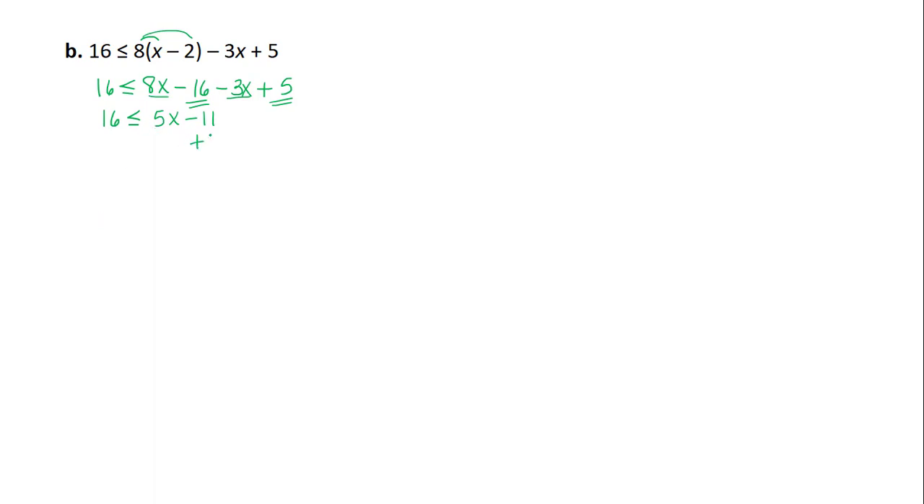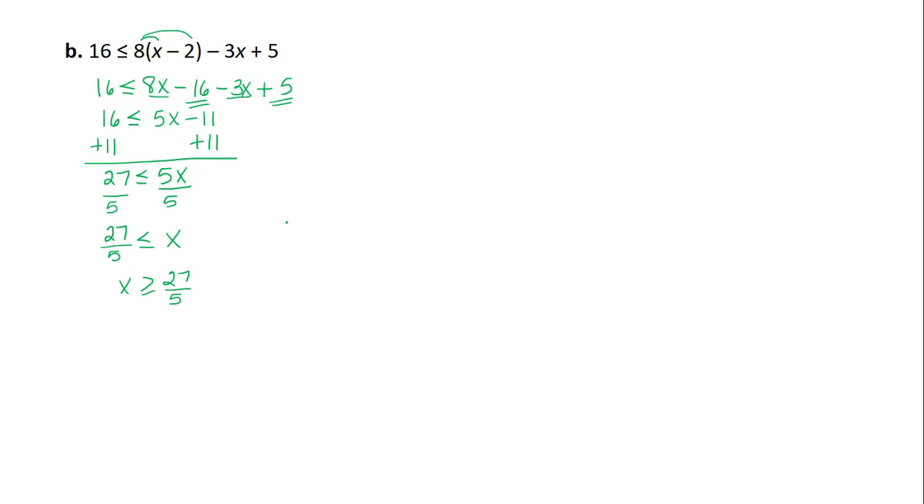Add 11 to each side to get 27 is less than or equal to 5x. Divide each side by 5 to get 27 fifths is less than or equal to x. This is equivalent to x is greater than or equal to 27 fifths.